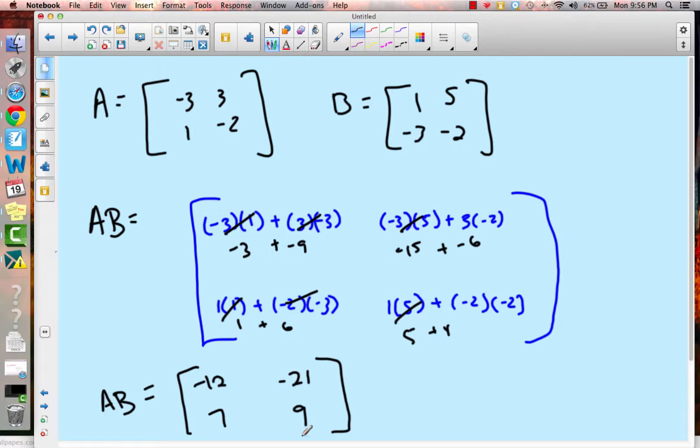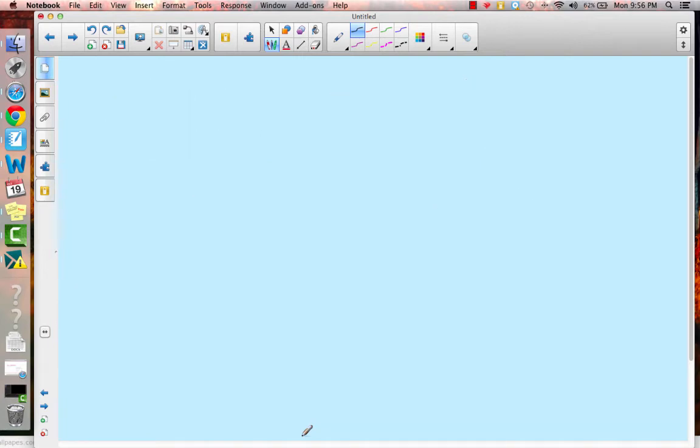All right, so you can do this with more than just 2 by 2 matrices. So what I want to go through with our last example is one that's a little bit more complex. So this one deals with actually 3 different matrices. So we have an A matrix that is -1, 2, -3, 0, 4, 1.